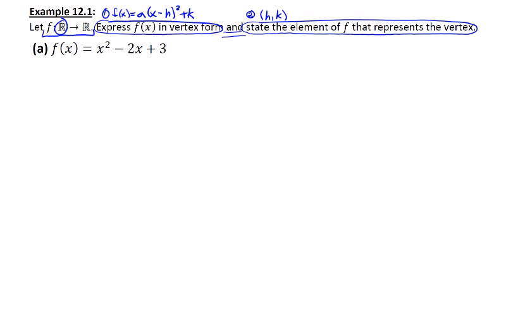So by virtue of doing the first part, getting the vertex form, we should automatically get the second part for free. So taking a look at the first equation here for part A, we have f of x equals x squared minus 2x plus 3. And that is currently in standard form. The reason I know it is in standard form is because I can say that a is 1, b is negative 2, and c is equal to 3.